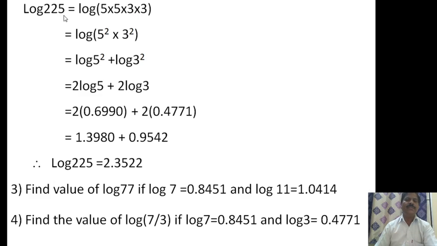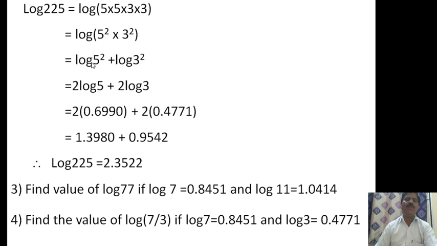125 into 3, how much? 3 threes are 9, 25 means it should be 250. Therefore we can write this is 225. 225 can be written as 5 into 5 into 3 into 3. Therefore this can be written as 5 to the power of 2 and 3 to the power of 2.